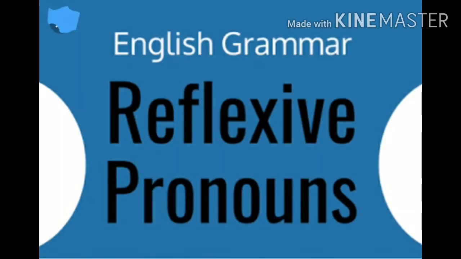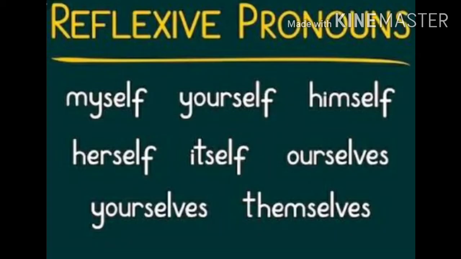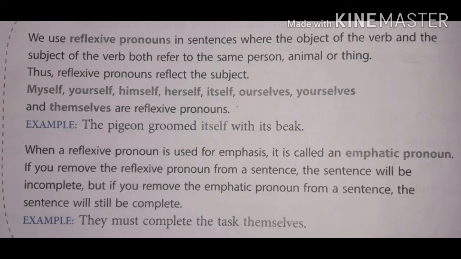Now students, we will study reflexive pronouns. We use reflexive pronouns in sentences where the object of the verb and the subject of the verb both refer to the same person, animal or thing. Thus, a reflexive pronoun reflects the subject. The words myself, yourself, himself, herself, itself, ourselves, yourselves and themselves are reflexive pronouns. For example, the pigeon groomed itself with its beak.